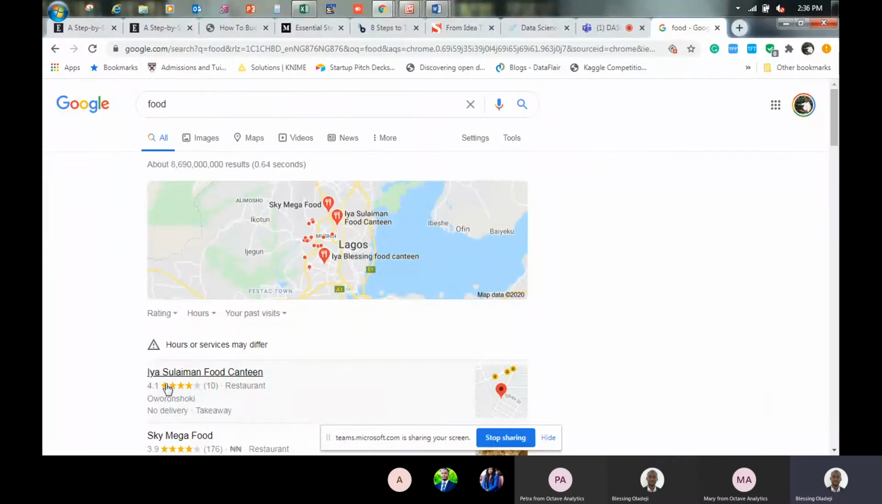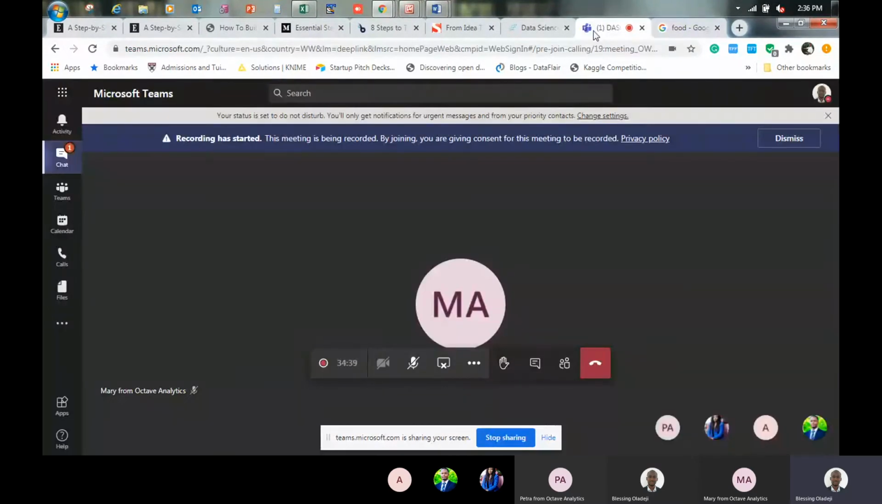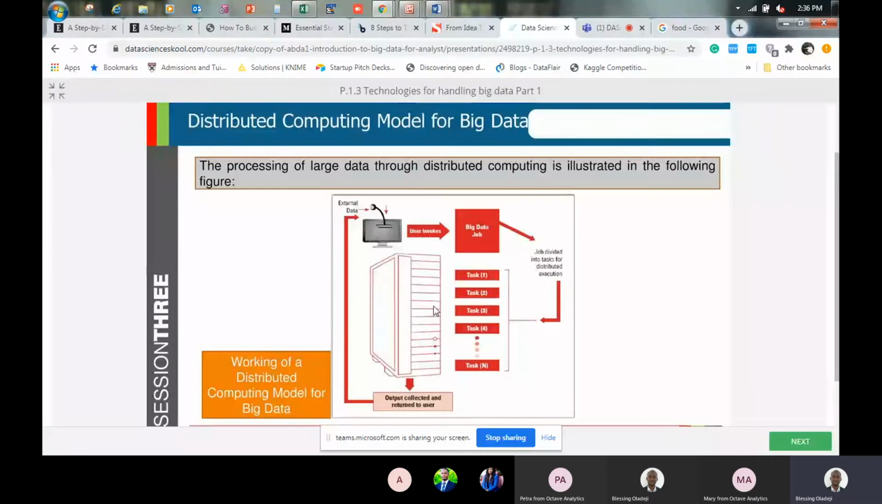So it's coming from multiple computers, and the result is combined together and presented to you. What is happening in that space? A user invokes a job. That job is a big job, because if the number of responses I'm interested in is 8.6 billion, one single computer cannot get that out in 0.6 seconds. So the job has to be distributed.